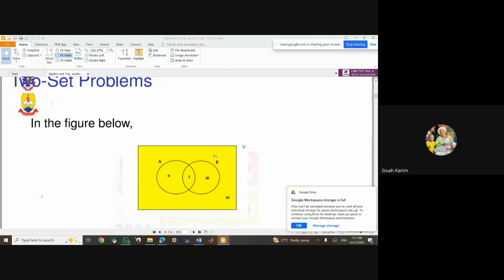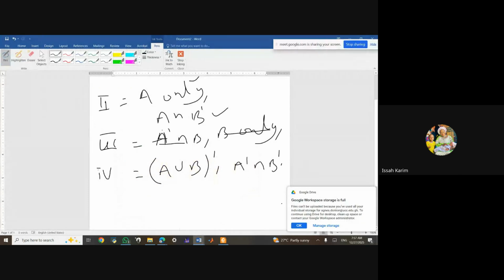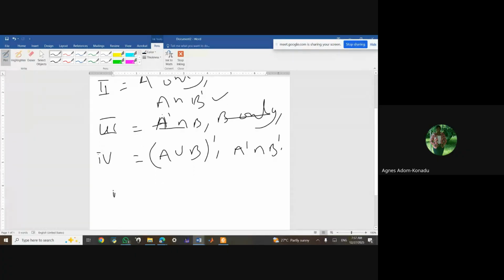So, for example, madam, if you write this one, A minus A intersection B, whether we can write it as the same thing. A difference, please, not minus. A difference A intersection B, so that it will mean the same thing as region 2. Is it the same as region 2?